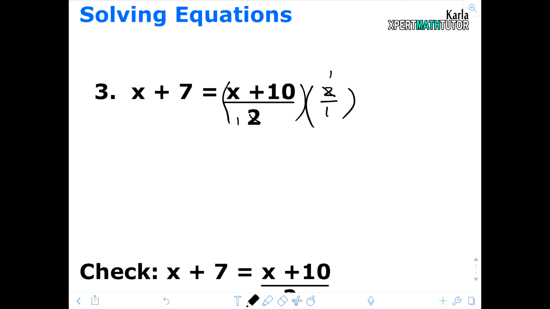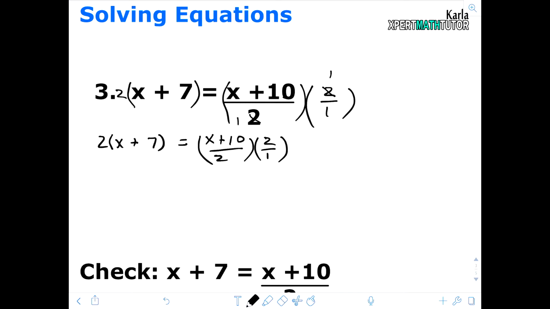So if I multiplied the right side of the equation by 2, I'm going to do it to the left side as well to balance out the equation. Okay, so now we have 2 times x plus 7. I'm going to keep those in parentheses, and I'll show you why. On the right side, we're going to have x plus 10 divided by 2 times 2. And I'll just write this again, 2 over 1.